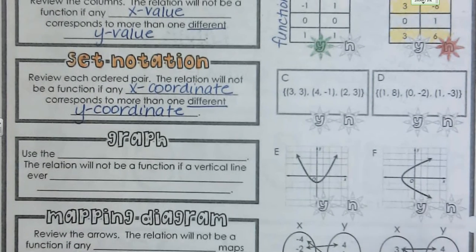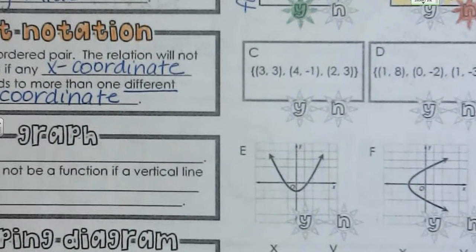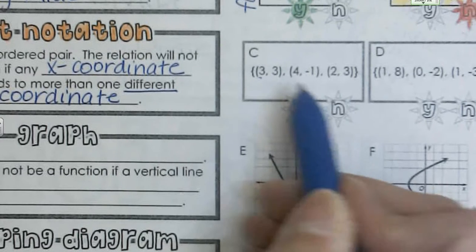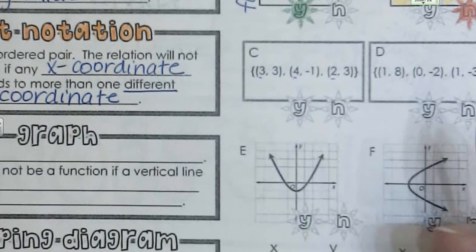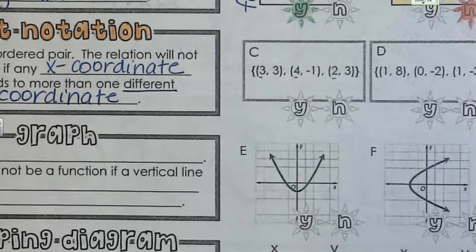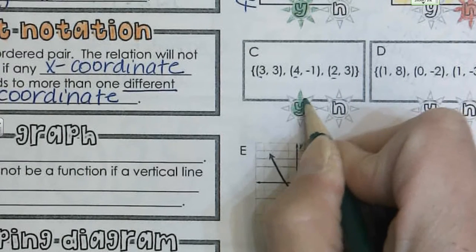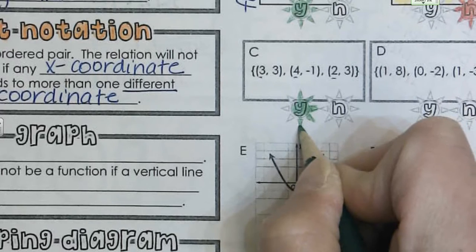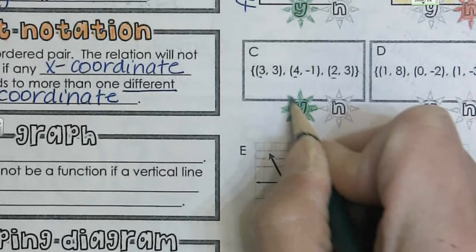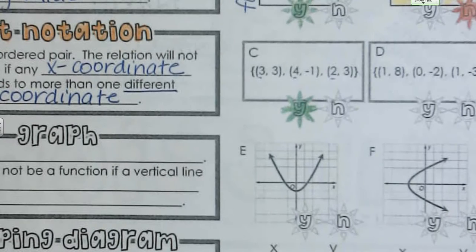So I'm going to look again at these x coordinates and see if I have any repeated x coordinates. All right, I see I've got a 3, I have a 4, and I have a 2. I have nothing that is repeated, so I know that yes, this one is a function. None of my x values are going to a different y value or a different output. Every single input I put in has its own unique output.